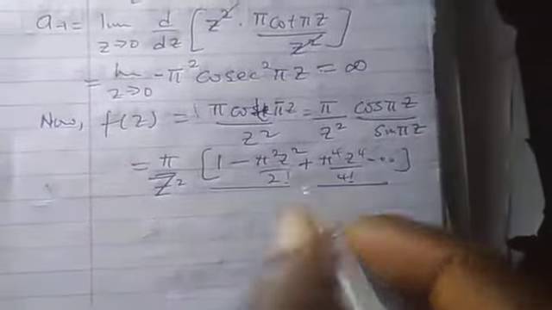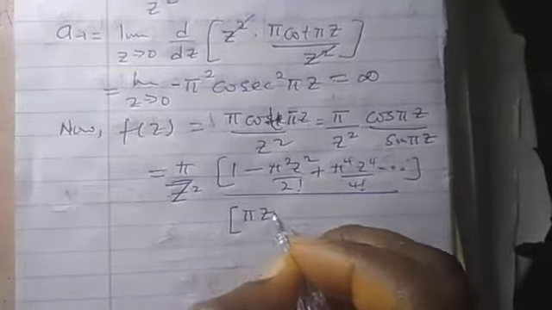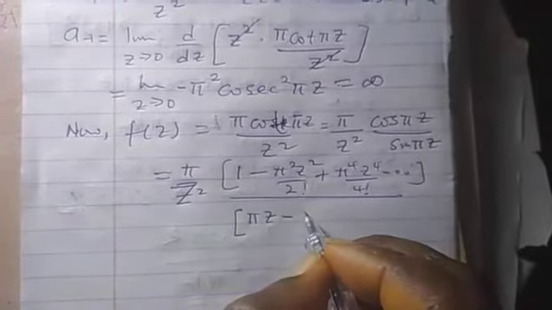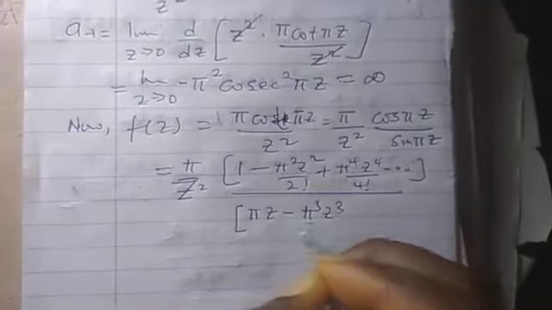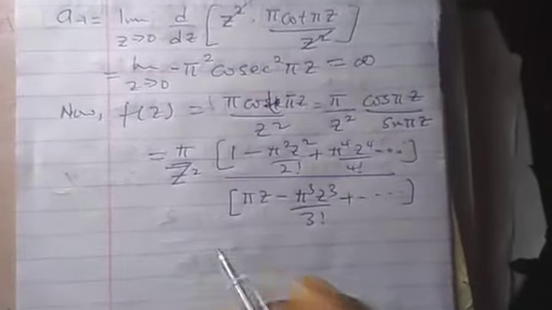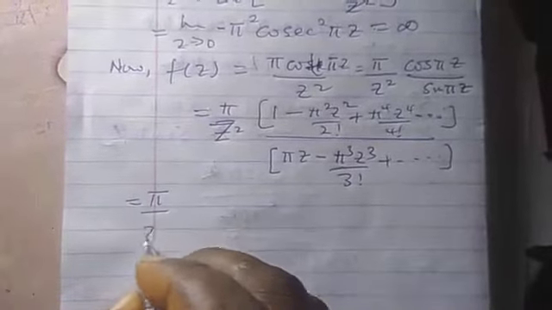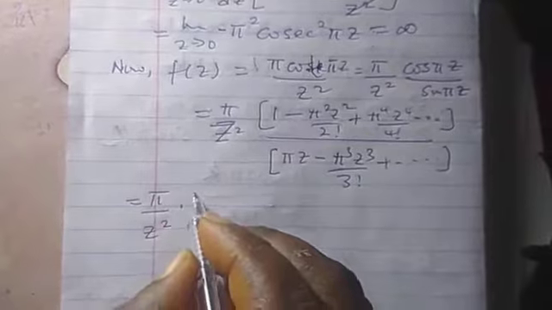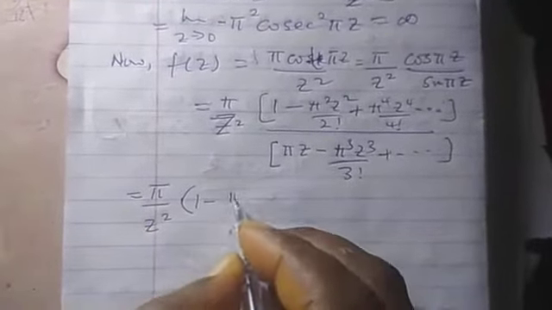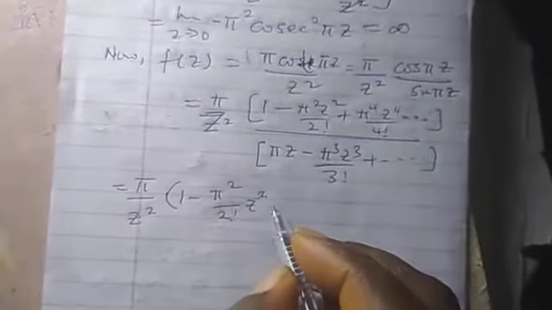Then divided by, for the sine will give me pi z minus pi cubed z cubed over 3 factorial. In fact, let's stop there, plus infinity. So this will give me pi over z squared times 1 minus pi squared over 2 factorial z squared plus, let's say, plus infinity.